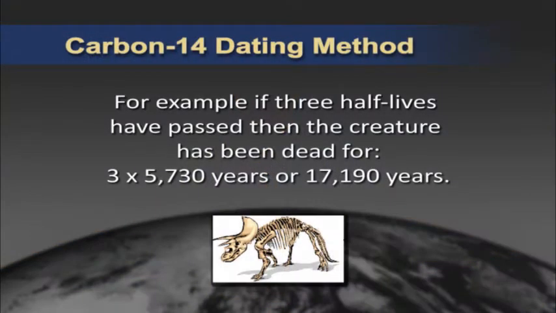They can then measure the amount of carbon-14 that's currently in the creature, and they can determine how many half-lives have passed. For example, if 3 half-lives have passed, that would mean that creature has been dead for 3 times 5,730, which means that creature has been dead for 17,190 years. So they do the carbon-14 dating based on the number of half-lives that have passed by.